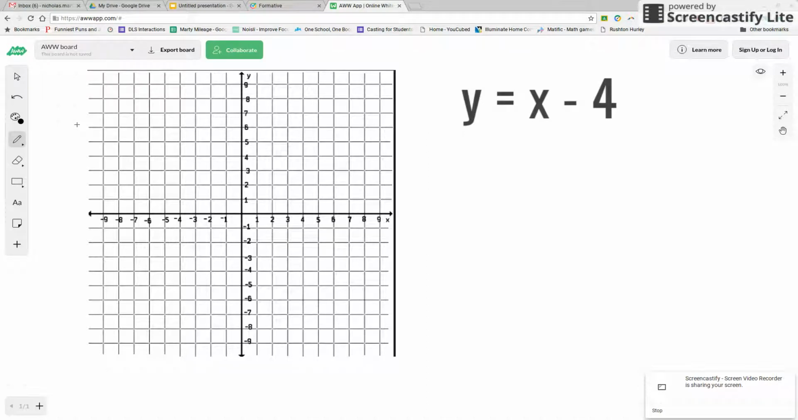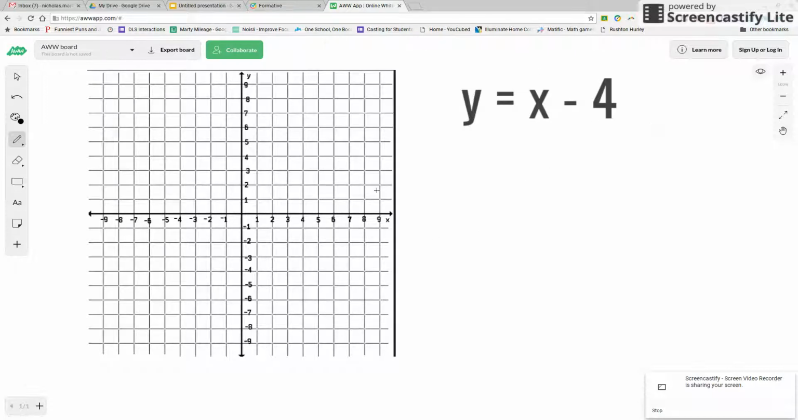All right, fifth grade. The next step we're going to take is how do we take a function and graph it as a line? We're going to take a linear function here, and we're going to plot those points and graph a line. Our function today is y equals x minus 4.